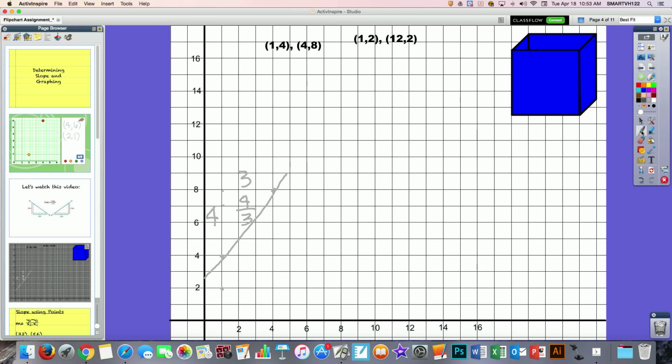Yep. So what is the rise for this one? 1. That's okay. How many coordinates does it go up? 0. And then it goes over 11. Yeah. So it's 0 over 11, which in turn equals 0. Good job.